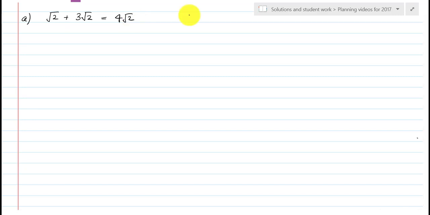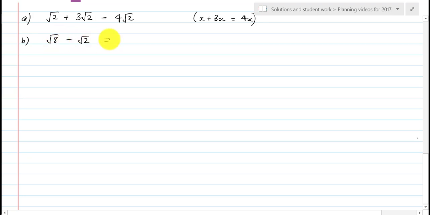Another example that would be very similar would be, what is x plus 3x? And that of course is equal to 4x. That's how root 2 is treated in this instance. Example B. Root 8 minus root 2.